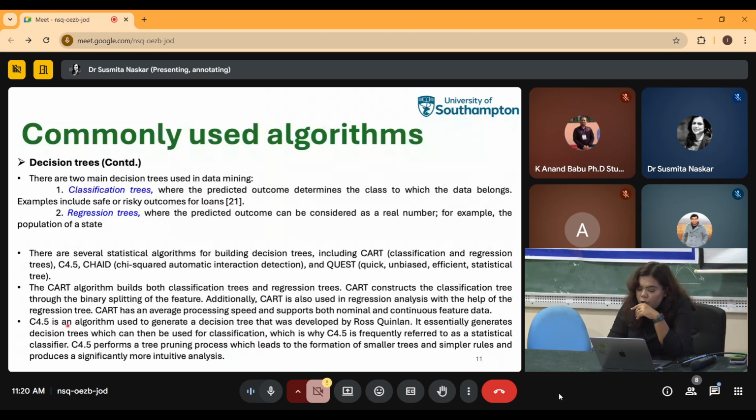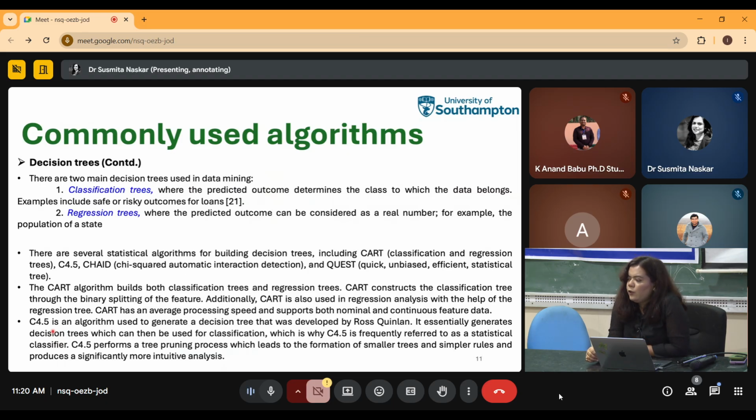Whereas C4.5 is an algorithm which is widely used to generate decision trees for classification. So CART can be used for classification and regression for the short cases, whereas C4.5 is generally used only for classification. One of its key strengths is the tree pruning process. That means it can produce small trees with very simple rules. This leads to more intuitive and easily interpretable models, so you can interpret the models very easily.